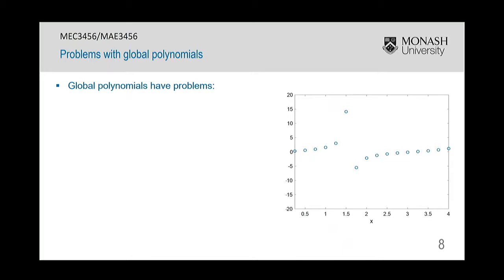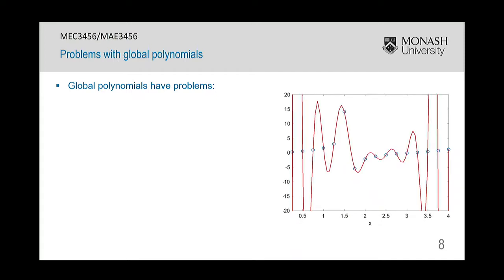So, both Newton's method and Lagrange's method, basically you're fitting a global polynomial. So if you have n data points, you're fitting an n minus 1th order polynomial. So it's a global polynomial that fits every data point. Global polynomials have potentially a lot of problems. Let's have a look at the graph on the right there. If we were to fit a 16th order polynomial to this data here, we're going to get something that looks like that.